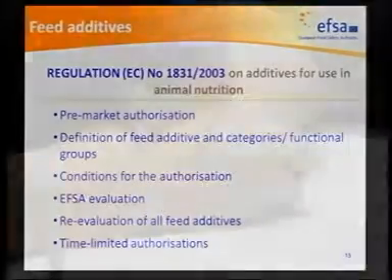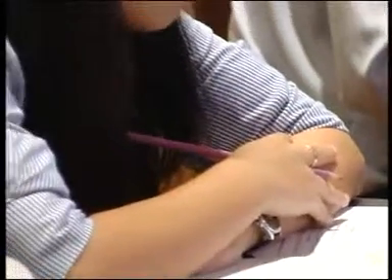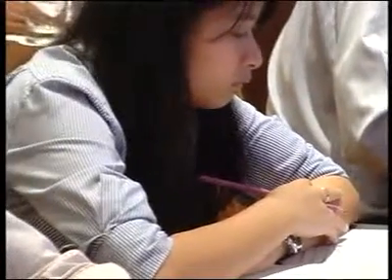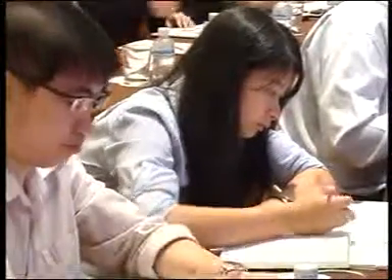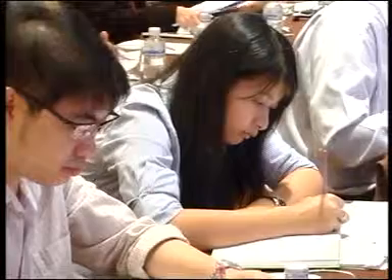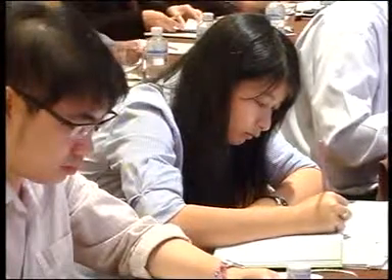Then Regulation 1831 also defines what a feed additive is, and the categories and the different functional groups. It defines also the conditions for the authorization. Then we have, for new products, for reevaluation of products, for the renewal, that we will see during the day, it provides for the evaluation that EFSA will do to those products. So all the process that we are doing. It provides for the reevaluation, and we have time-limited authorizations, which is the difference compared to the previous regulatory framework. So we have a 10-year authorization period.